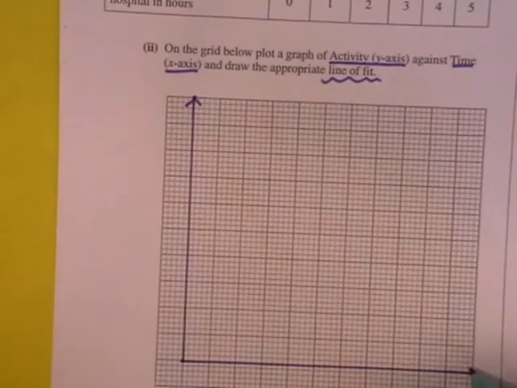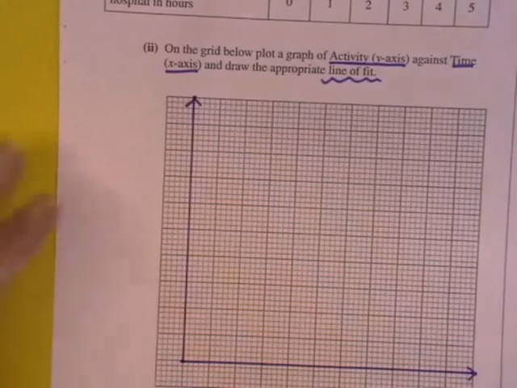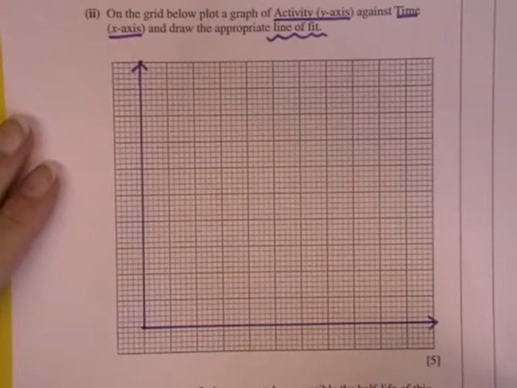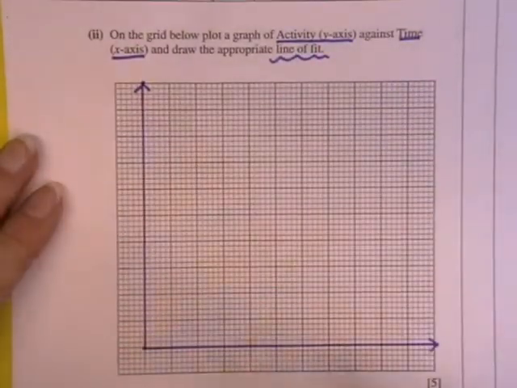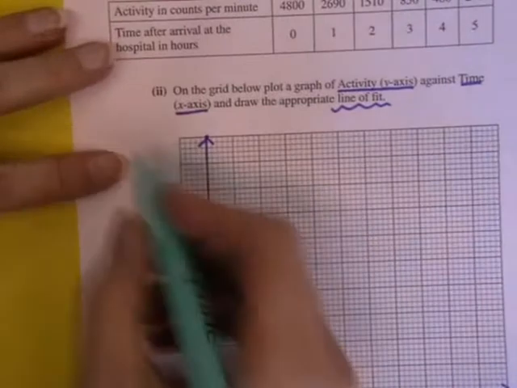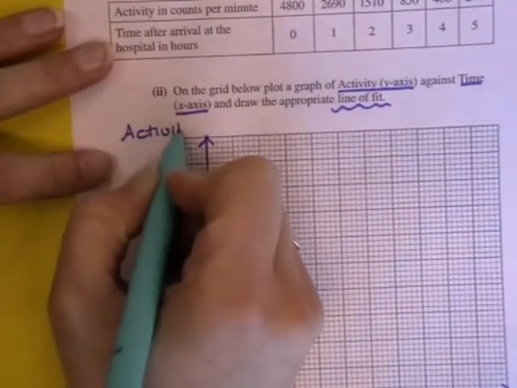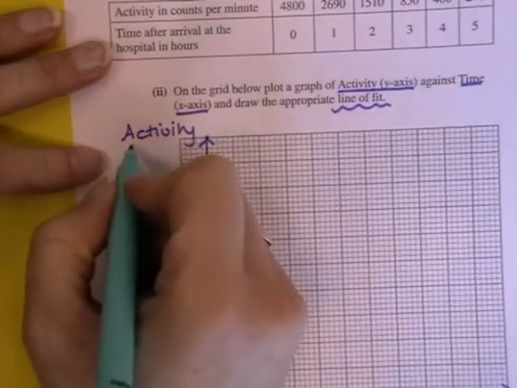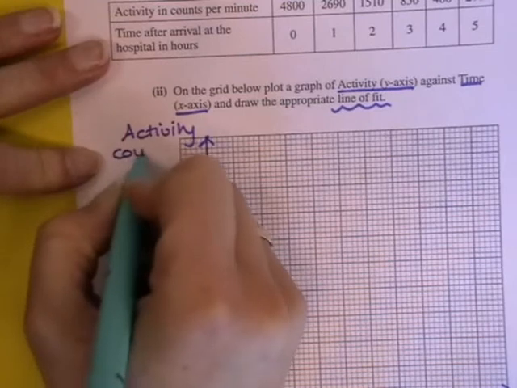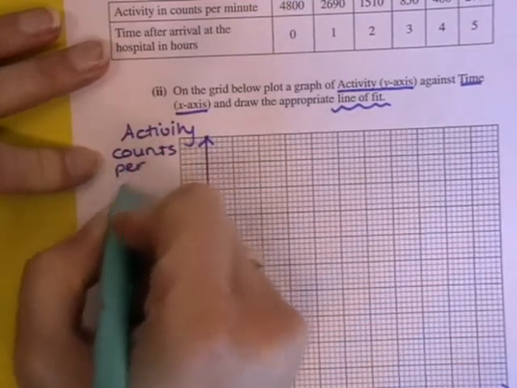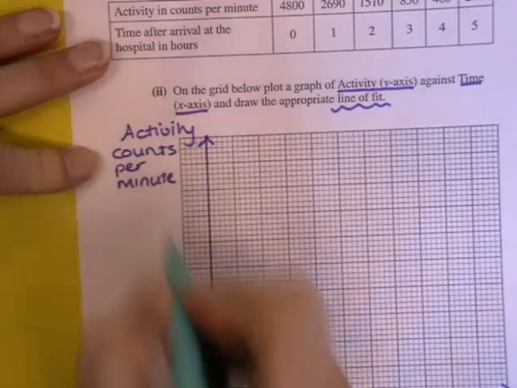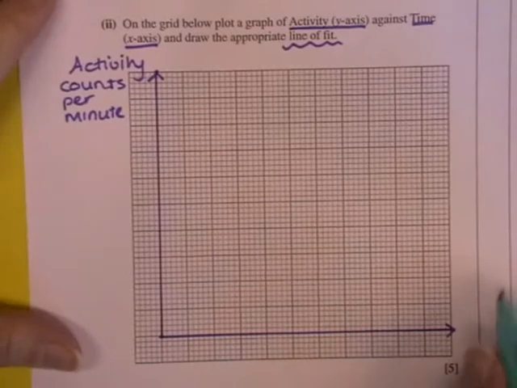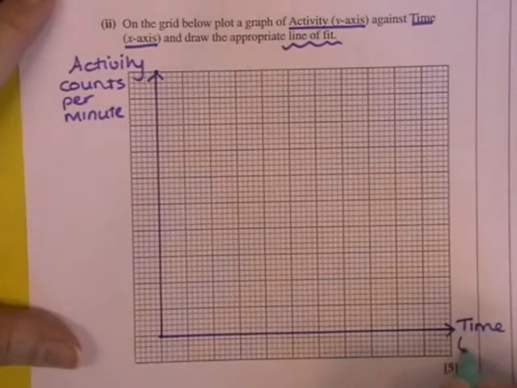Draw in your axes. Now before I would even start identifying any numbers on the axes, I'm going to label them, because that's the one thing you will forget, putting the labels on the axes. The y-axis is about activity. When we label an axis like this, we must put the units in. So activity in counts per minute. You could write that as CPM if you wish. And the label on the horizontal is time in hours.